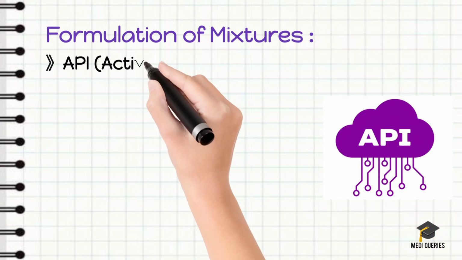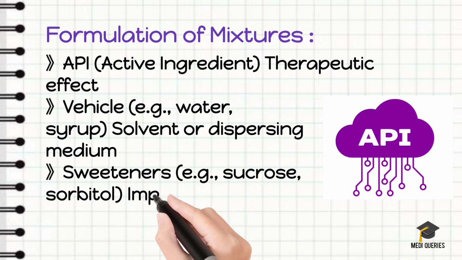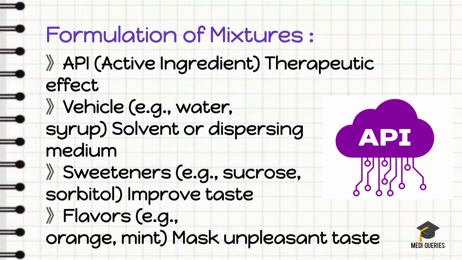So coming to the formulation of the mixtures, it mainly contains active pharmaceutical ingredients, vehicles, sweeteners, flavors, preservatives, coloring agents, buffering agents, thickening agents, stabilizers and suspending agents. First, start with the API, that is the active pharmaceutical ingredient. The main purpose of adding this ingredient is to create the therapeutic effect. So that is the key ingredient for the mixtures.